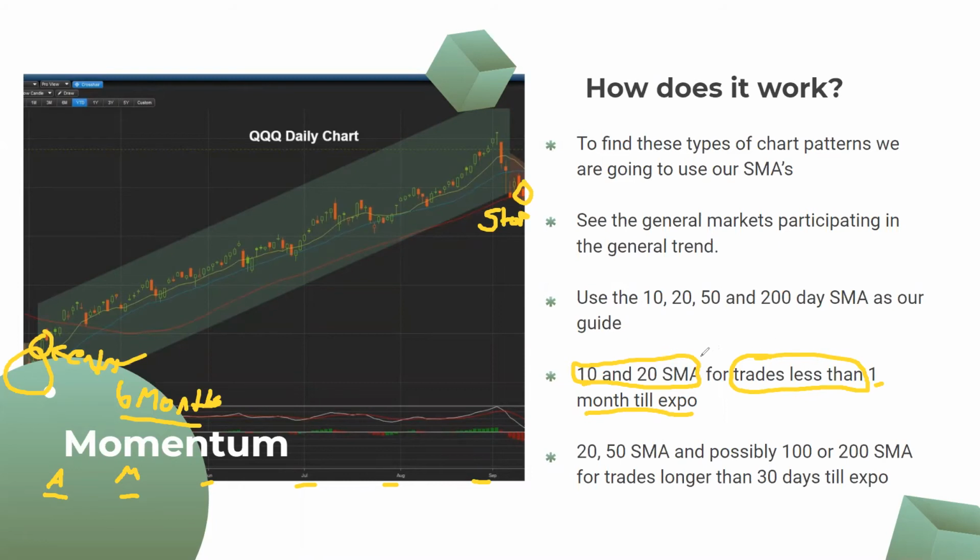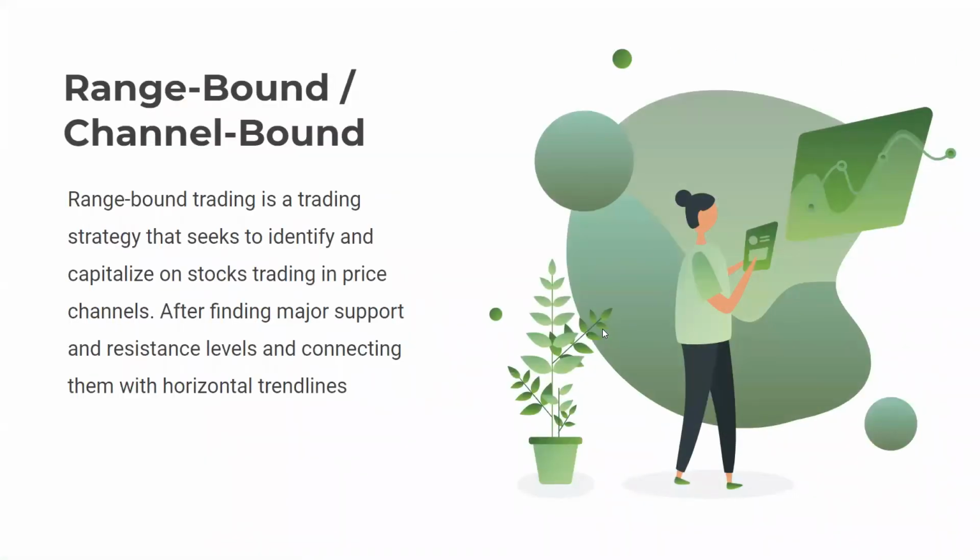Short-term trades less than 1 month out till expiration, you're using the 10 and 20. Longer than a month out till expiration, you're then utilizing your 10, 20, and 50-day simple moving averages. Really simple there. Now we're going to be looking at range-bound and channel-bound trades. This is really important. Range-bound trading is a trading strategy that seeks to identify and capitalize on stocks trading in price channels after finding major support and resistance levels and connecting them with horizontal trend lines.